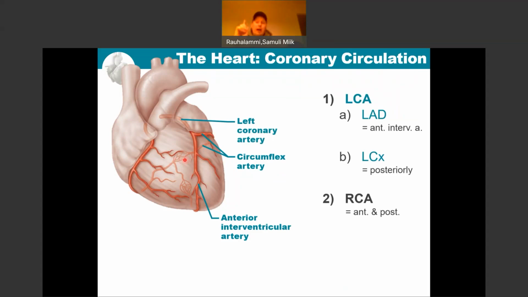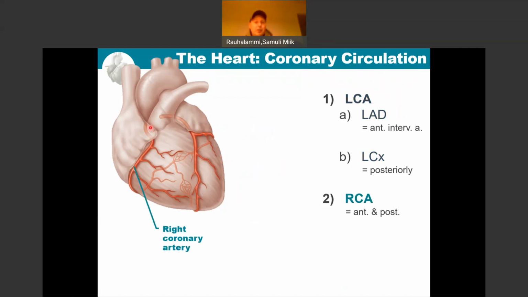The third blood vessel, the coronary artery that I wanted to discuss, is going to be our right coronary artery.